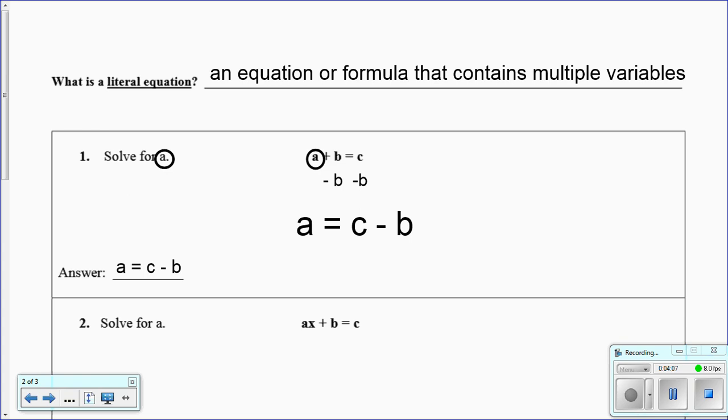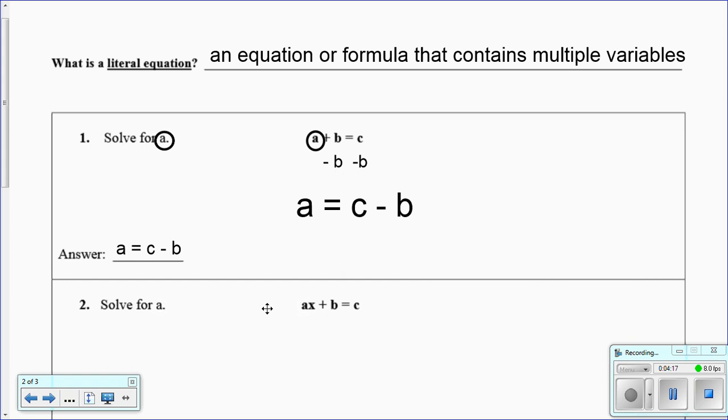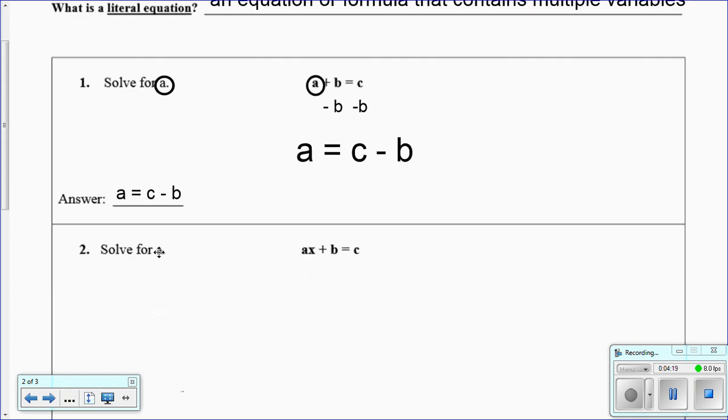It's literally just moving the equation around and manipulating it so you can get whatever that variable is by itself. That's all we're doing. Okay? Number 2, we're solving for a again. And I don't know if you guys noticed this, but I always circle what they're asking me to solve for, and then I circle that variable in the equation as well. Keeps me, like, organized, basically.